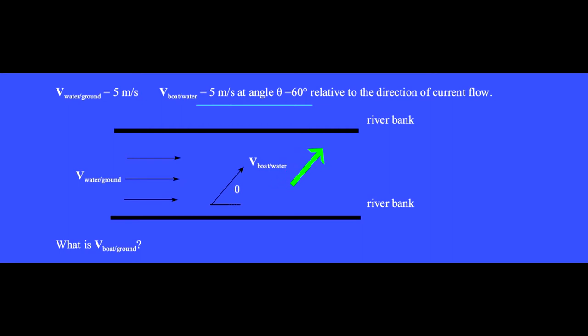The velocity of the boat relative to the water is 5 meters per second at an angle 60 degrees relative to the direction of current flow. From the point of view of a person standing on the riverbank, what is the velocity of the boat relative to the ground?